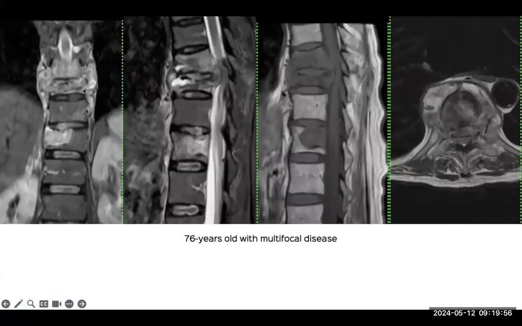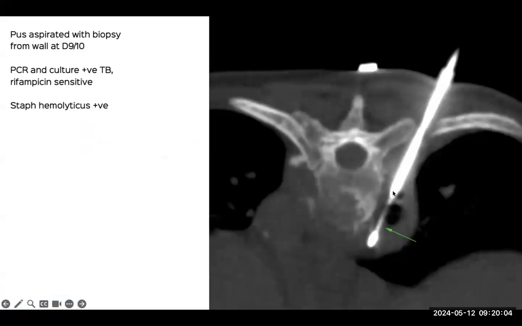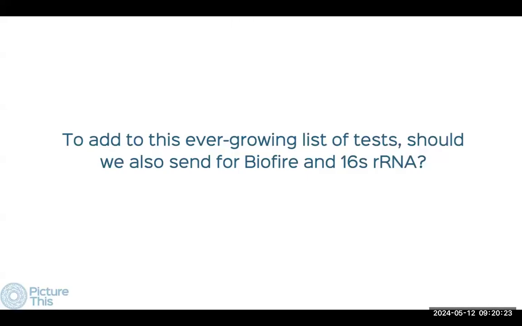So here's this patient who's got classic infectious spondylitis, has got another focal lesion here. There is a collection in the perivertebral region, went into the collection. Not only was it TB positive, rifampicin sensitive, the patient had staph hemolyticus as well. So here you have two organisms within the same patient producing the infectious spondylitis. And how would you have known unless you had gone in and biopsied or aspirated?